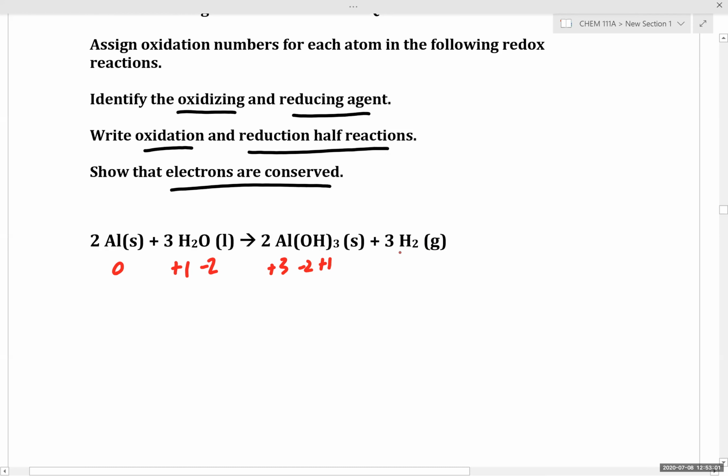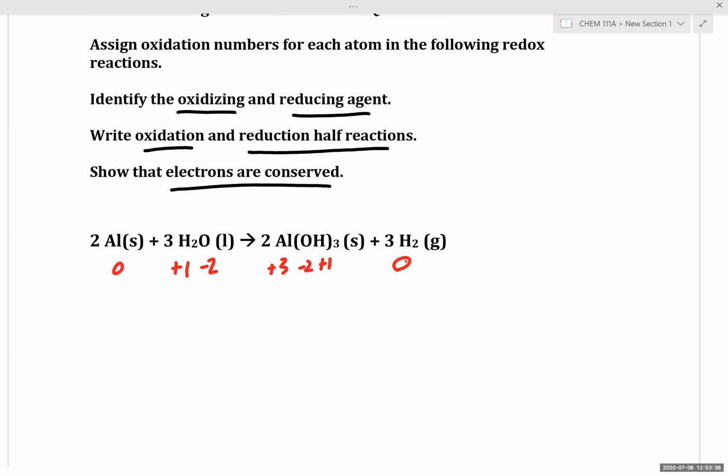What is the oxidation number of hydrogen in hydrogen gas? Would someone like to share that in the chat or verbally? What's the oxidation number of hydrogen in its pure element form? 0. Yep. That's exactly right. The oxidation number of a neutral pure element in its standard state is 0.